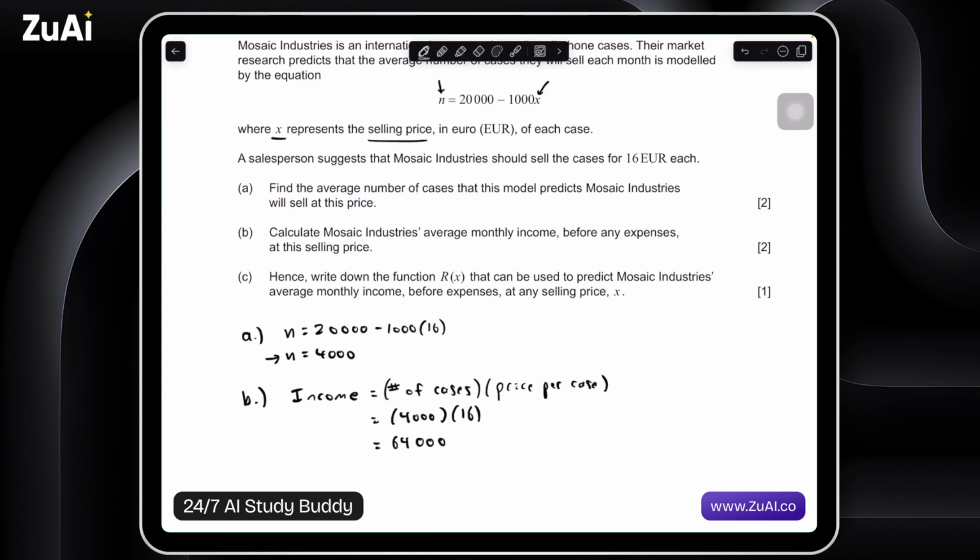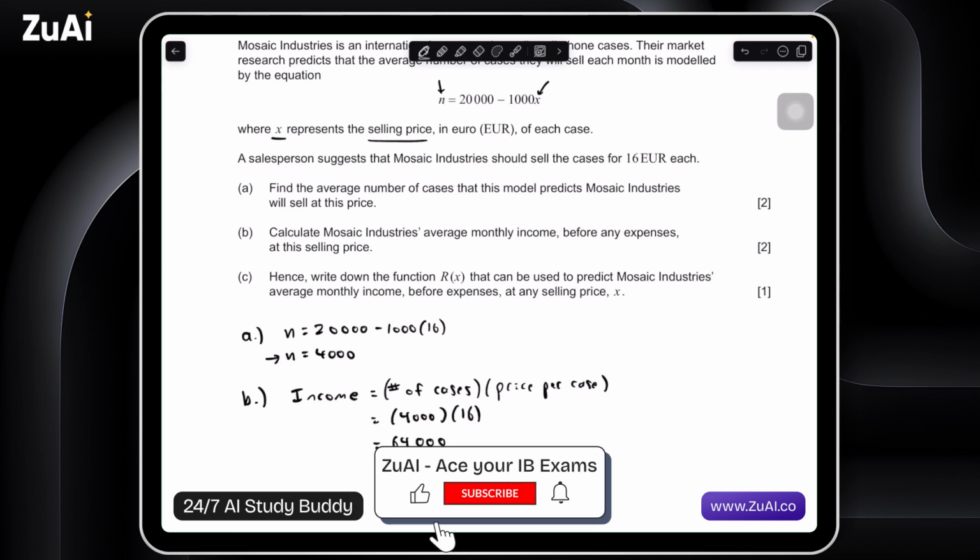Not too bad. Sometimes it's just a challenge interpreting what the question is asking and then formulating how to go about solving it. Total earnings, total revenue: number of cases times the price per case.